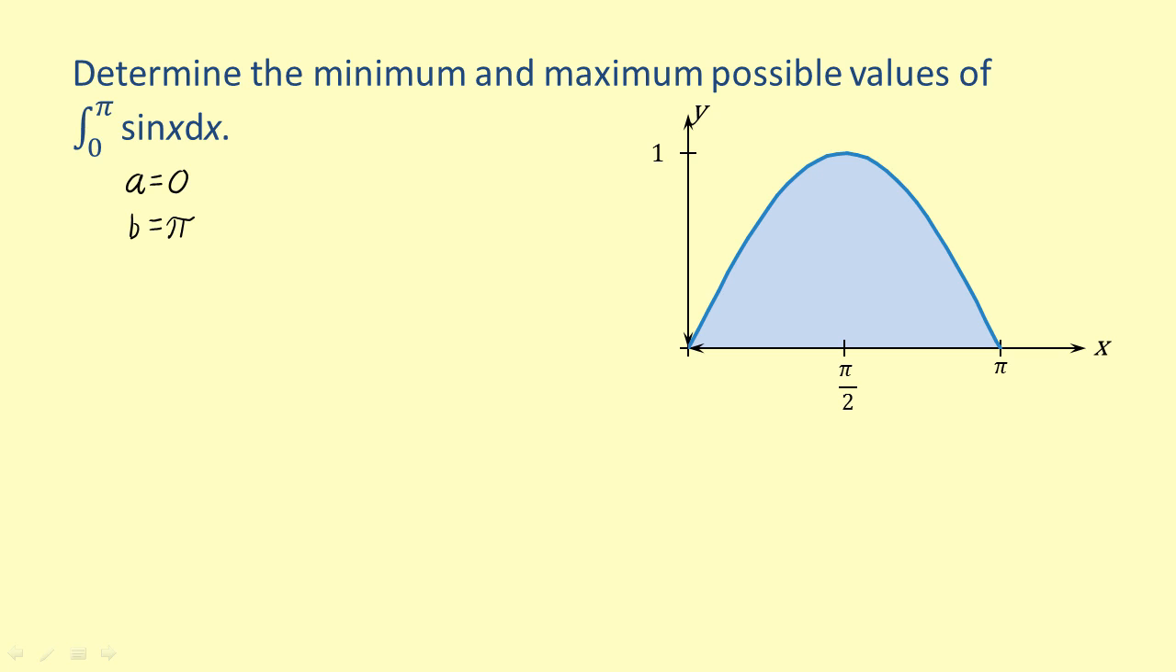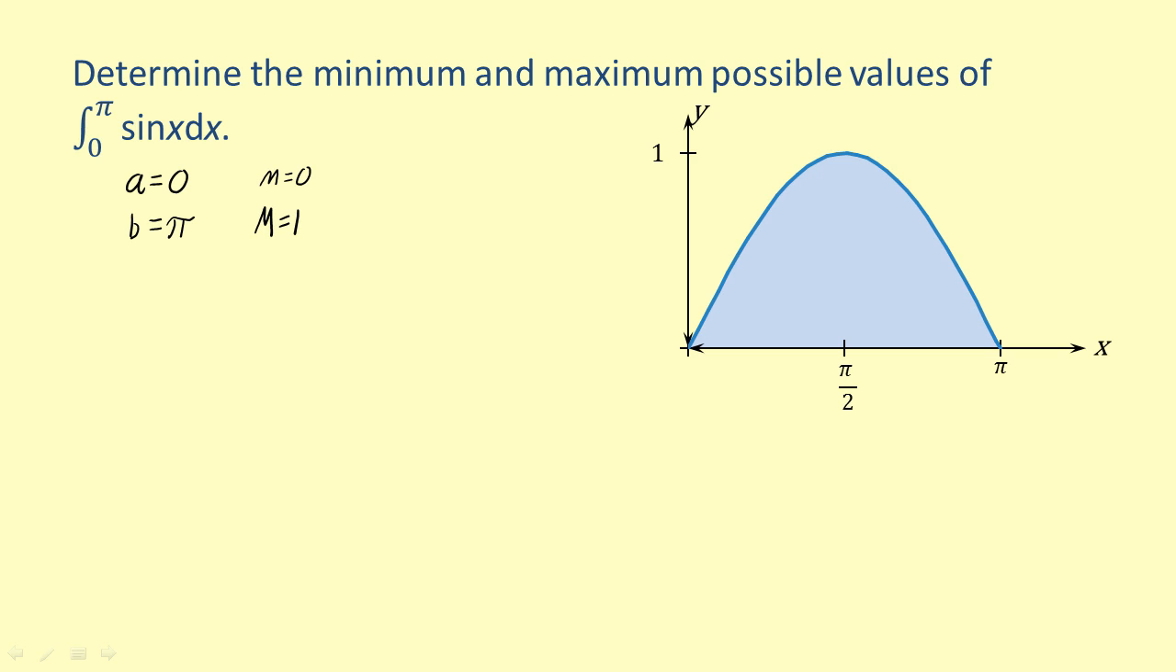Next, we want to determine the minimum and maximum values of f. Notice that on the given interval, the smallest f will ever be is 0, and the greatest it will ever be is 1. So we'll set little m equal to 0 and big M equal to 1.